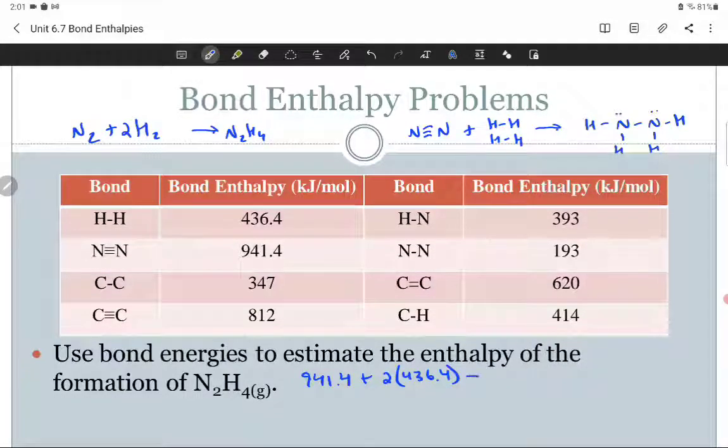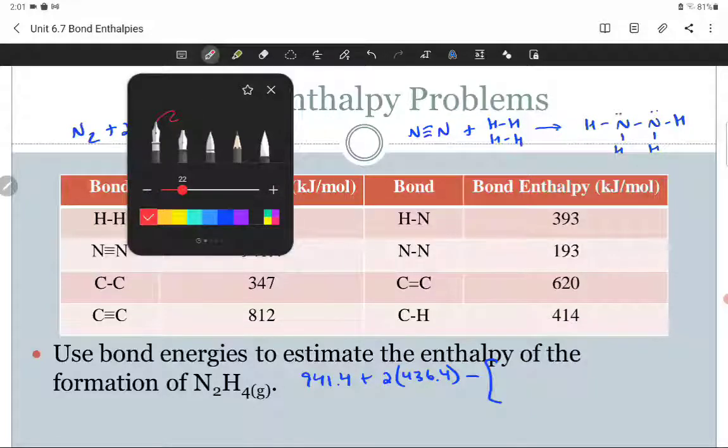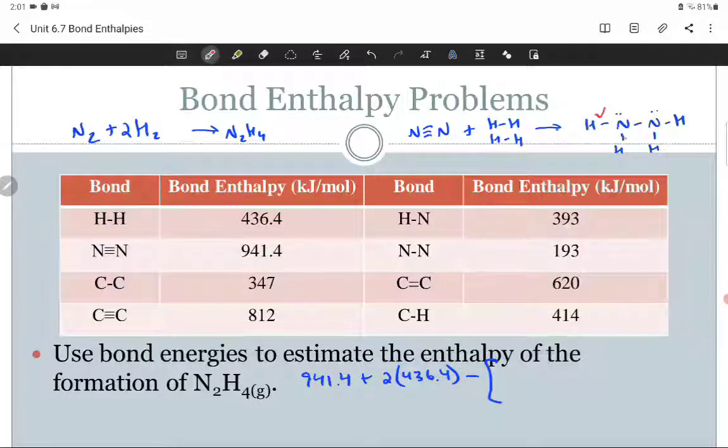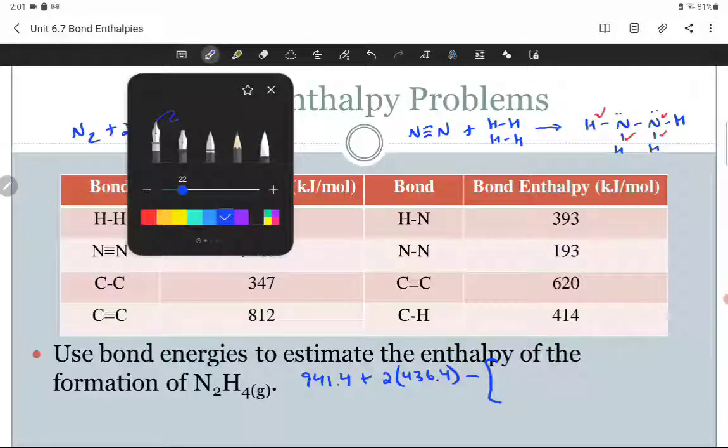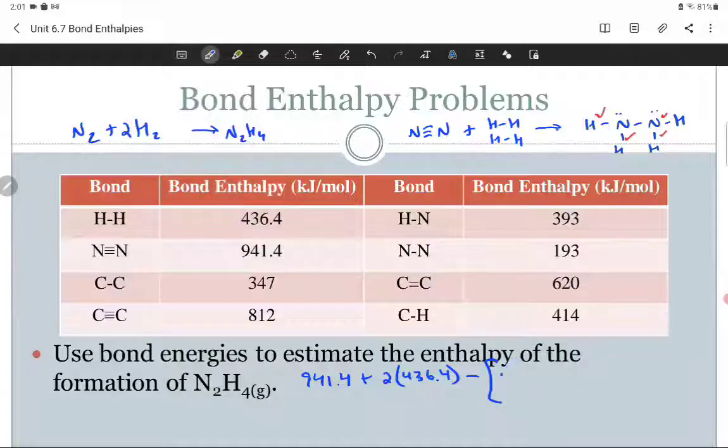Then all of our bonds formed are all going to have negative values. And you can't lose count of these. We have 1, 2, 3, 4 of the H to N or N to H bonds. So we had 4 of those, and they each have 393 kilojoules per mole. And then we had 1 N single bond to N, and that's 193.